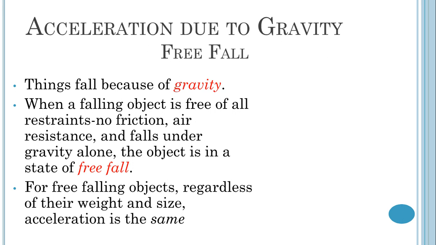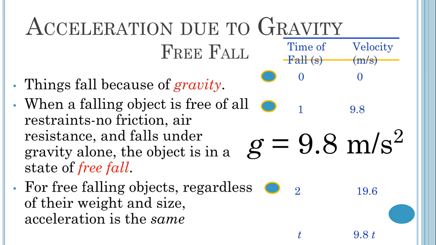Regardless of their weight and size, acceleration is going to be the same for those objects that are in free fall. So no air resistance, none of those things occurring. And that value of gravity is 9.8 meters per second squared. What that means is that for every second, the velocity is going to change by 9.8 meters per second.